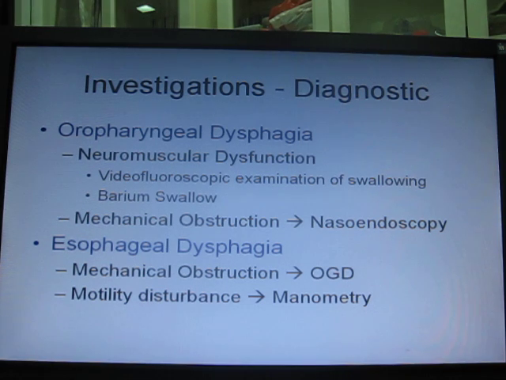Sometimes laryngeal tumors also could cause dysphagia if they get really big, but then of course the presenting complaint will be hoarseness rather than dysphagia. For the neuromuscular causes, usually a video fluoroscopic examination of swallowing will be more than adequate. Sometimes they do barium swallows because this can also help to delineate anatomic lesions, for example, a Zenker's diverticulum.